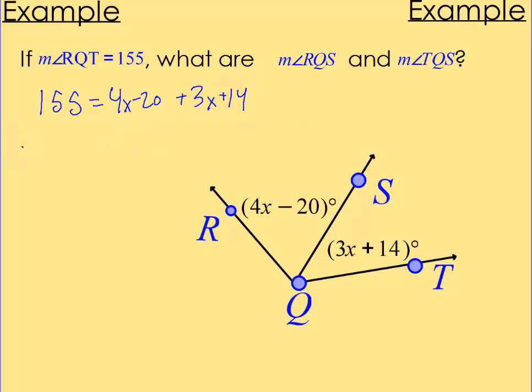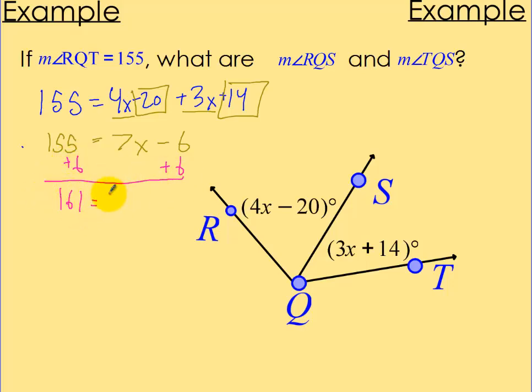Alright, solving for x, first thing I'm going to do is combine like terms. Combine 4x and 3x. That combines to 7x. If I combine negative 20 and positive 14, that's negative 6, so 7x minus 6 equals 155. Next step is I'm going to add 6 to both sides. So I get 161 equals 7x. Last step is to divide by 7. And when you divide 161 by 7, you get 23. So x equals 23.